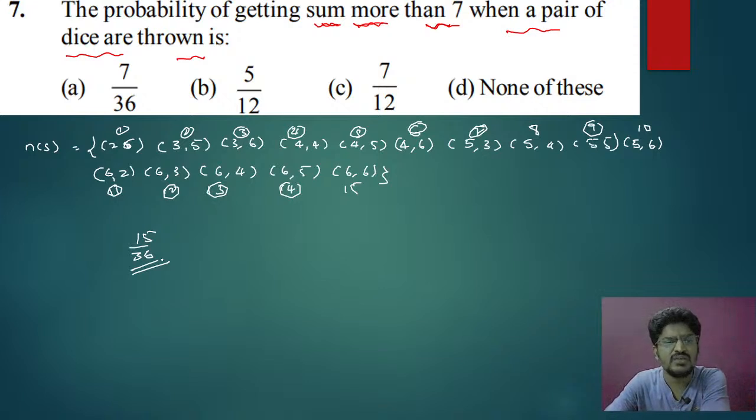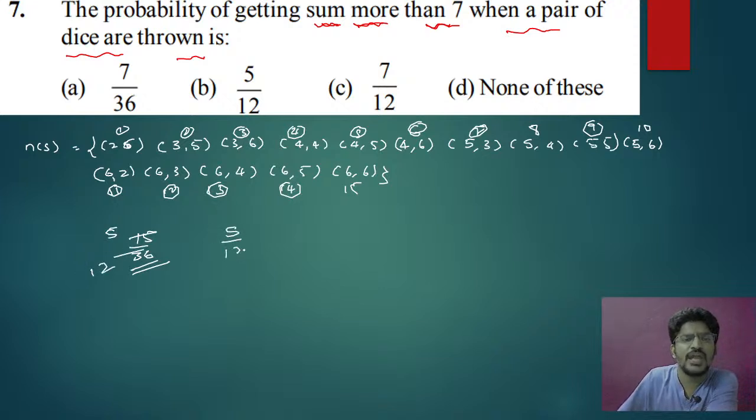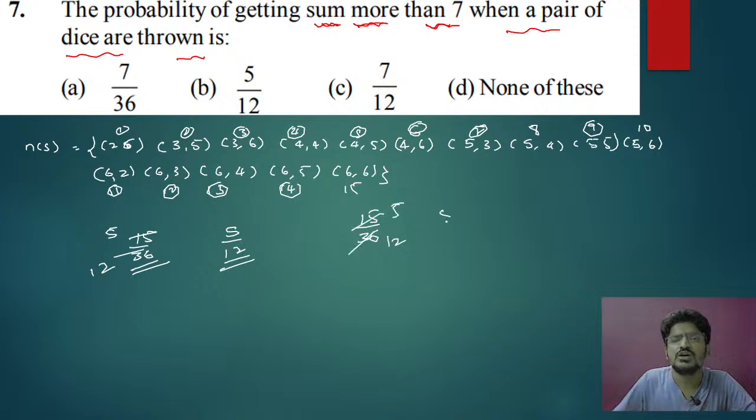So the answer will be 15 by 36. If you simplify, 3 into 5, 3 into 12, so 5 by 12 will be the answer. Clear?